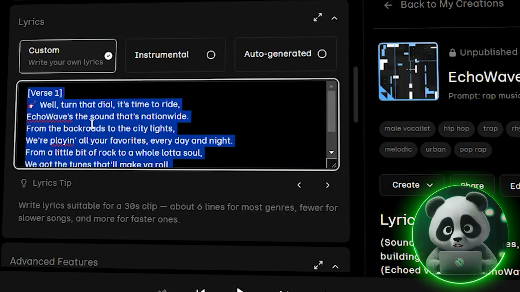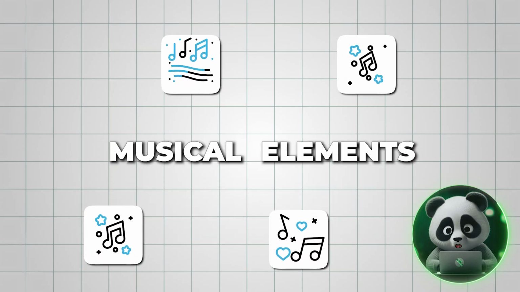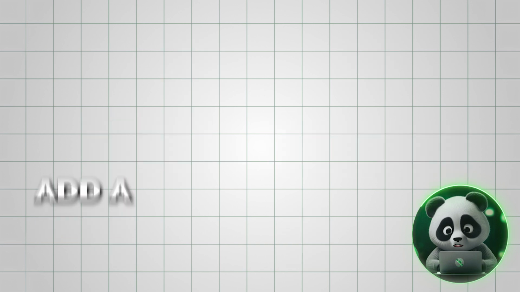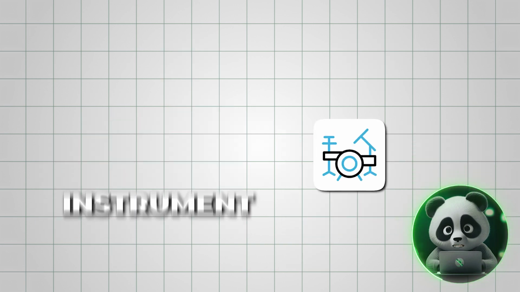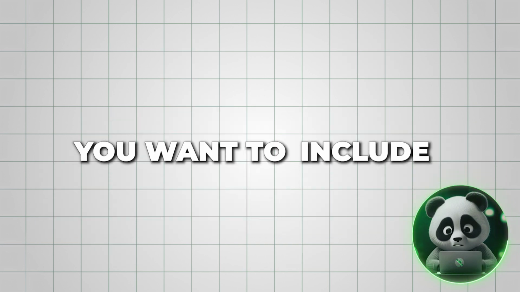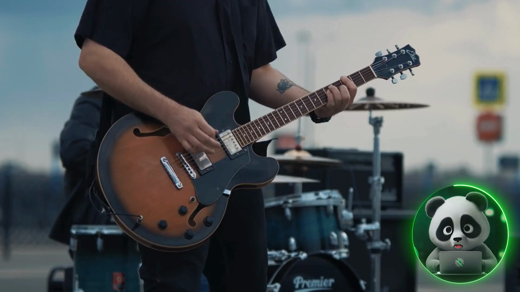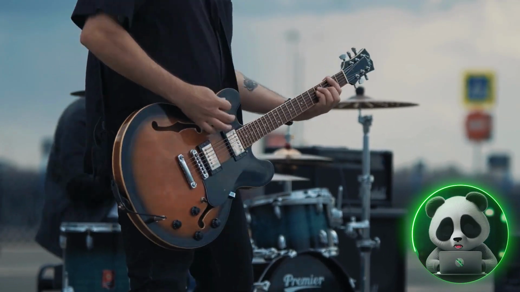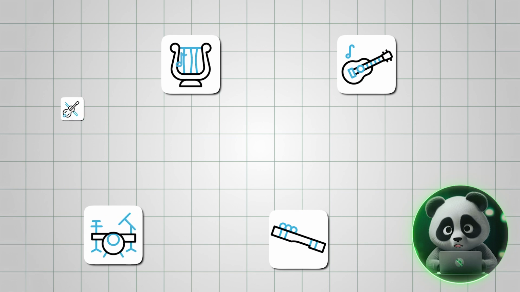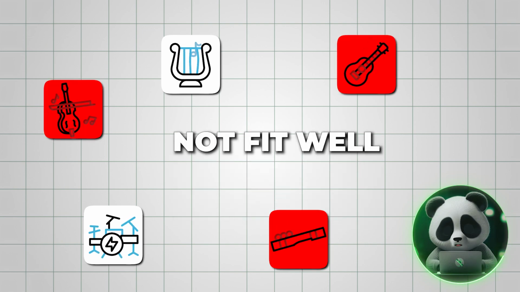For example, you can add specific musical elements by using Udio commands like add a guitar bridge or any other instrument you want to include. However, since we haven't reached the chorus yet, and we're in the middle of a fast rap section, adding more instruments right now might not fit well.